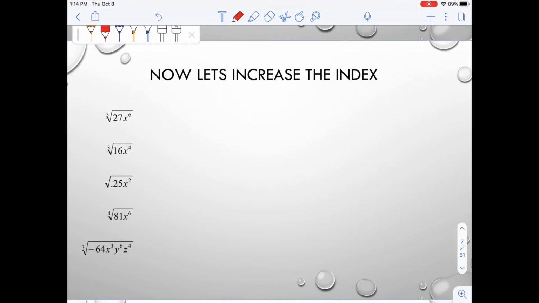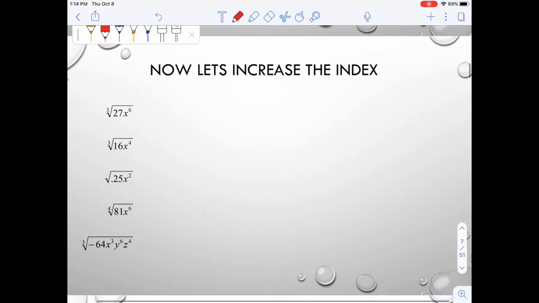The next examples here, we're going to increase the index. We're going to look at some cubes and some fourth roots. So the first example here, I have cube root of 27x to the 6th. So 27, is there a number times itself 3 times that's going to equal 27? In this case, yes, there is. It's going to be 3 to the 3rd power. So the cube root of 27 is going to be 3, and for the x to the 6th, 3 goes into 6 2 times with no remainder. Okay. Let's take a look at the next one.